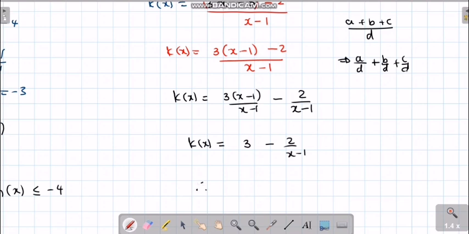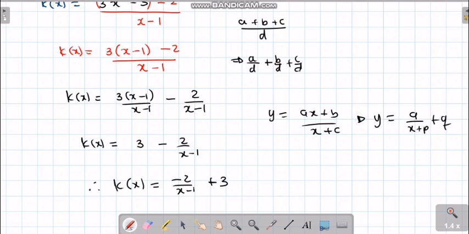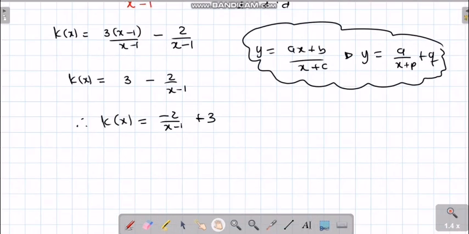Okay, therefore let's try and write it. K of x will be equal to minus 2 over x minus 1 plus 3. So now we have managed to write our equation from this form, ax plus b all over x plus c, to this form, y equals a over x plus p, plus q. From that part, remember our question says we should write down the equations of the asymptotes. So the first one, x equals 1, and the other one, y equals 3. Okay, so that's our first method.